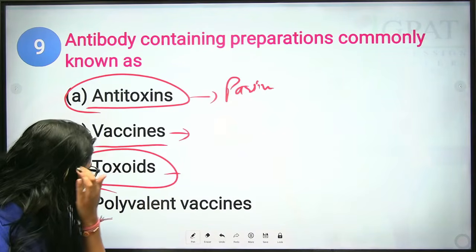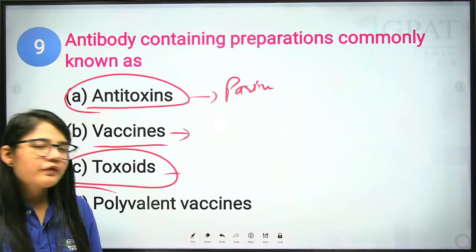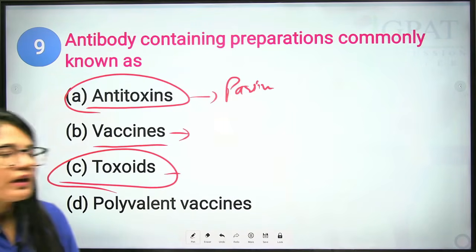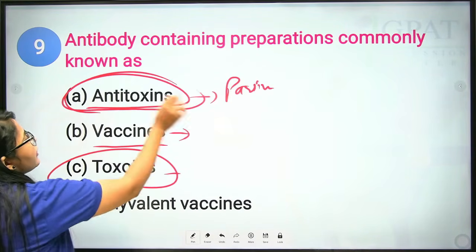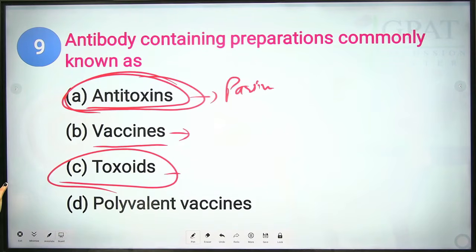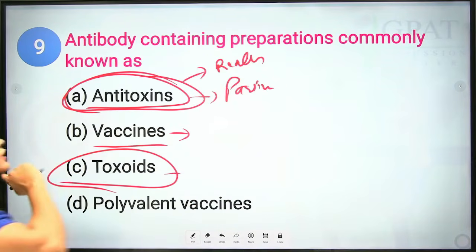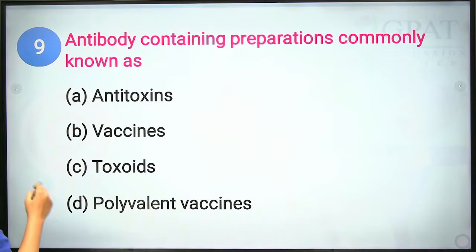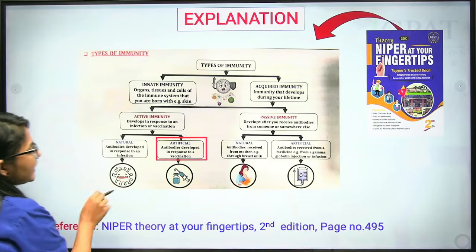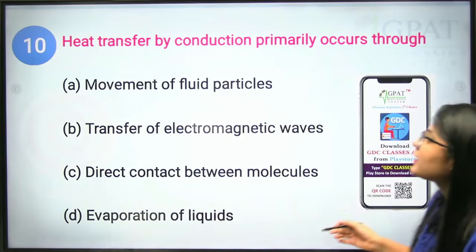Next we have polyvalent vaccines. What is polyvalent? It contains multiple strains, and it is a type of active immunity. The example is the OPV vaccine. So only in antitoxins are antibodies used, ready-made antibodies. So the correct answer will be option A. Clear? Try to note down each and everything regarding each and every option that I am explaining to you. Now the 10th question.